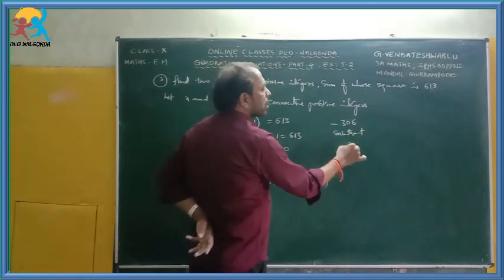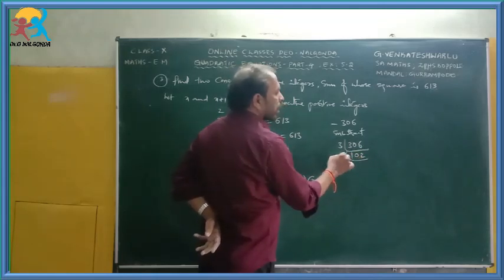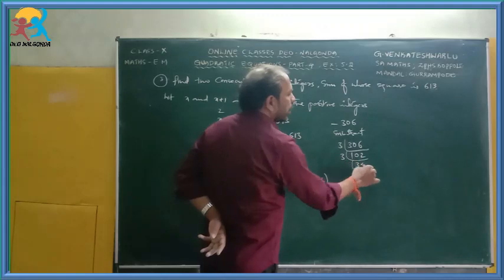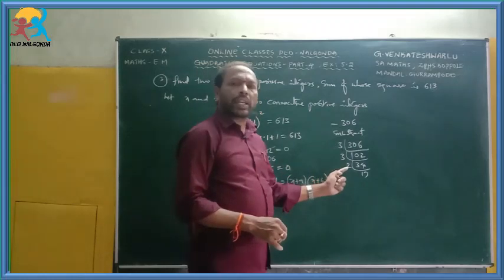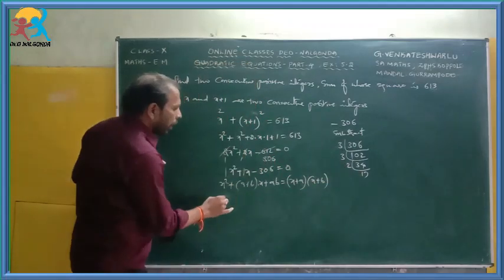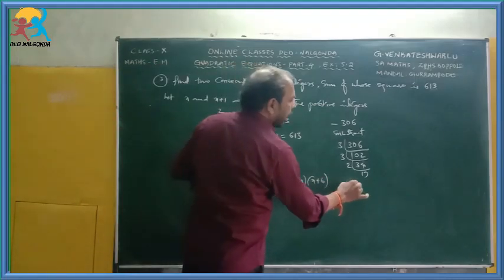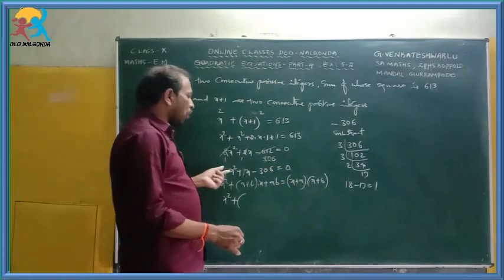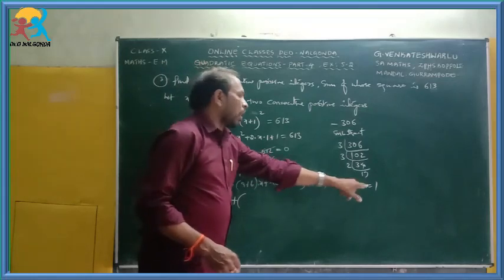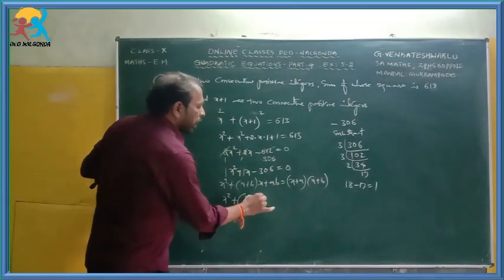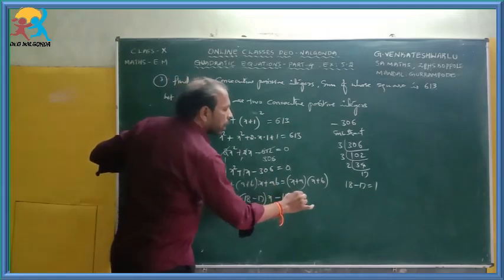Expressing 306 as a product of primes: 3 ones are 3, 3 twos are 6, 3 threes are 9, 3 sixes are 18, and 18 into 17. So x square plus 1x is written as 18 minus 17 equal to 1. The product has a negative sign, that's why we need to subtract the factors. So 1 is written as 18 minus 17, into x plus, here minus 18 into 17, is equal to 0.